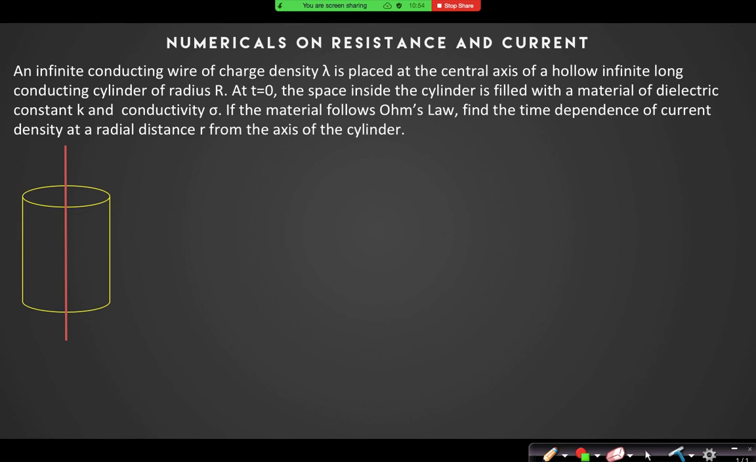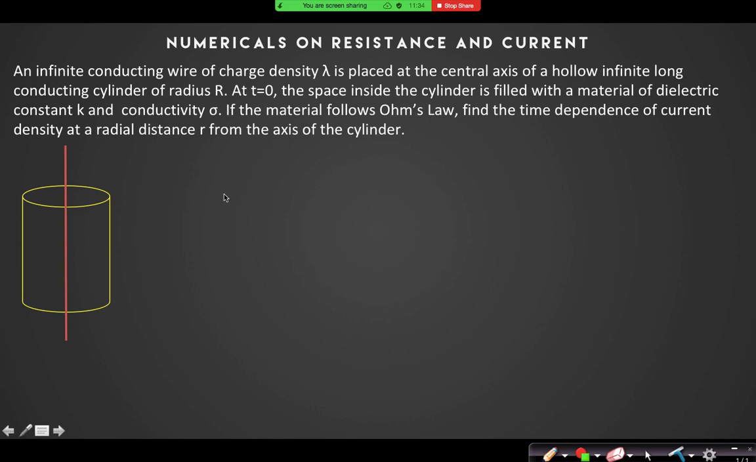Yes, sir. It says an infinite conducting wire of charge density lambda is placed at the central axis of a hollow infinite long conducting cylinder of radius r. At t equal to 0, the space inside the cylinder is filled with a material of dielectric constant K and conductivity sigma. If the material follows Ohm's law, find the time dependence of current density at a radial distance r from the axis of the cylinder. Okay.